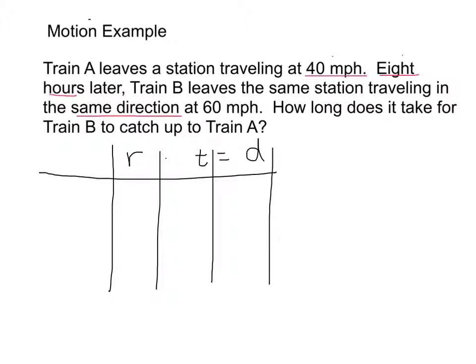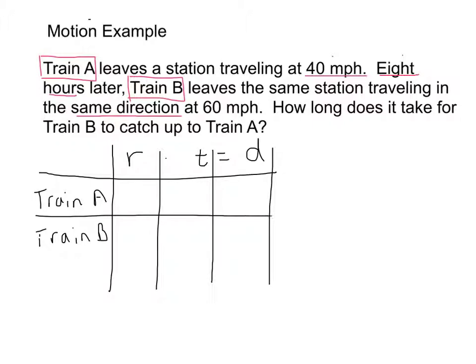Now, two things are happening here. We have train A and we have train B. And those two I'm going to put right here on the side. So for each of these trains, I should be able to fill in the boxes that I've created here in the table. So we start by asking ourselves, well, what are we actually looking for here?